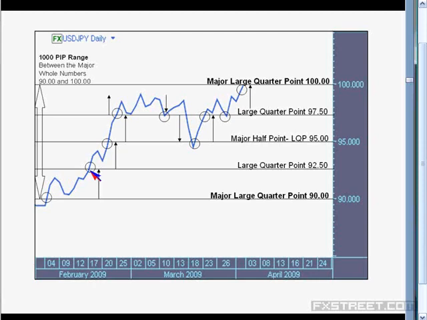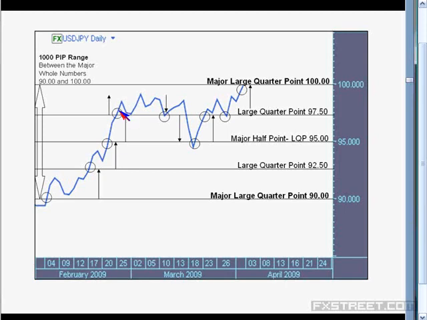As you can see here in the circle, prices have reached the 92.50 large quarter point. Then they break above 92.50, make the first attempt, pull back to the preceding large quarter point, continue forward, and then complete another large quarter of 250 pips to the major half point, as I like to call it. That is the exact half point of the 1,000 pip range between 90 and 100 yen, the 95 yen level. Prices continue forward, completing the next large quarter between 95 yen and 97.50 yen.